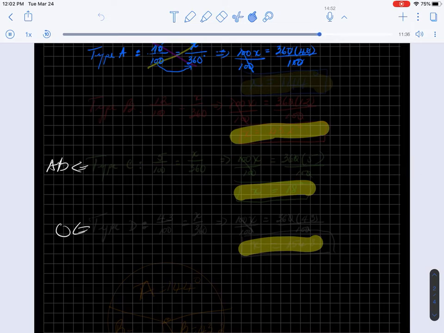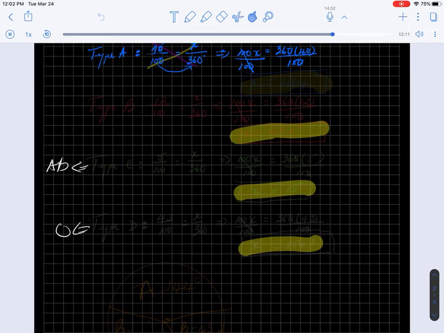That's my central angle. Type A is about 36 degrees. Type B is 43 degrees, so it's a little bit more. Type B is 43.2 degrees. And type AB is 18, so just a little bit. Type AB is 18, okay?